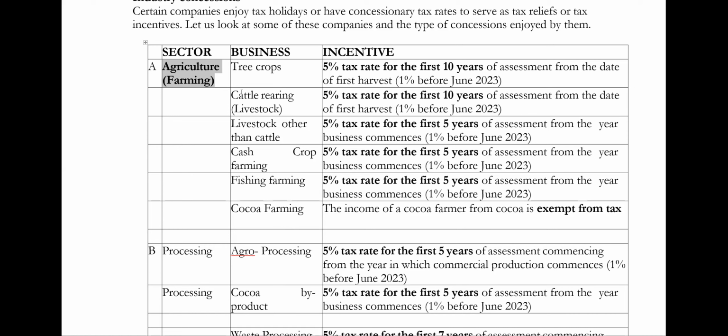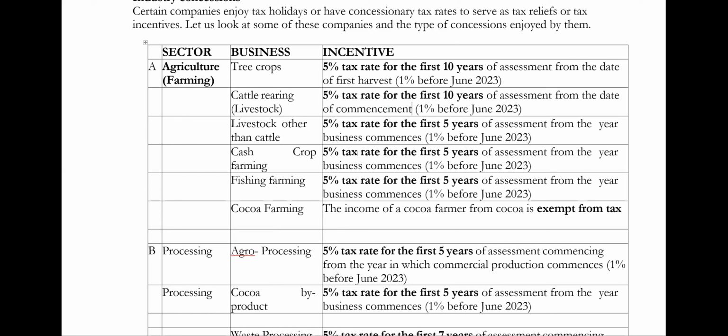If you are into cattle rearing, it's also 10 years. We don't harvest cattle, so it is from the period of commencement. Please, are we all following? From the day you started your business, for the first 10 years, you pay tax of 5%.